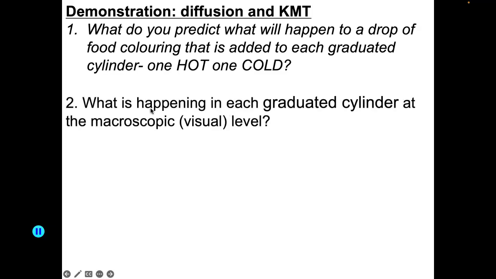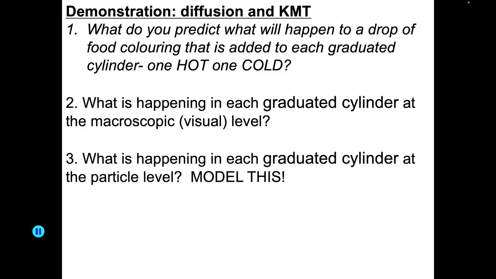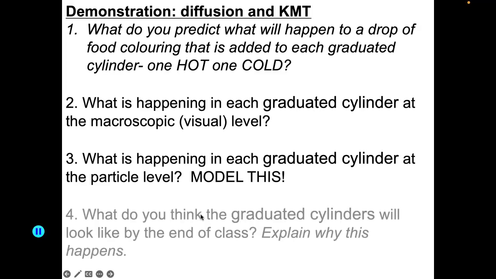And what should happen is that when you put it in the hot, it mixes up quite quickly throughout the water. When you put the drop in the cold, it goes all the way to the bottom, and you can almost see the exact path of the food coloring drop. And so what's happening on the macroscopic or the visual level is what we see, which we just talked about. At the particle level, you're seeing those liquid molecules spread out in the hot and stay together with the cold. And then what do you think they'll look like by the end of class?